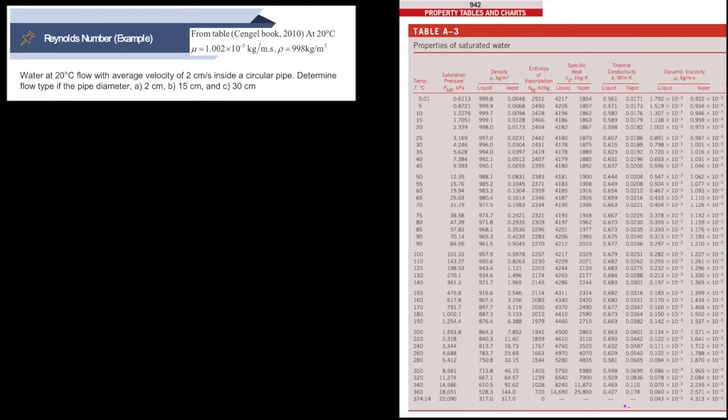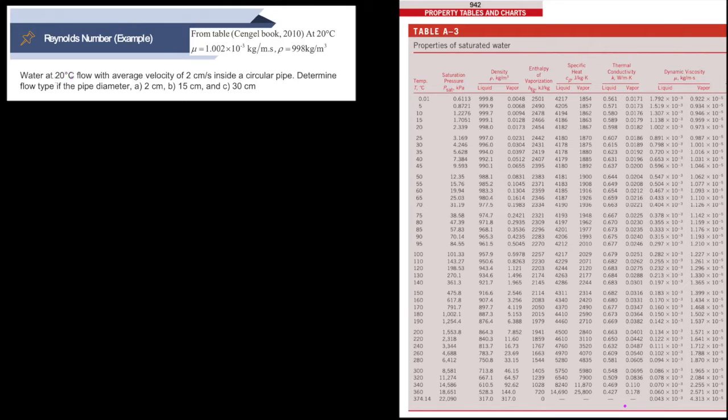Students, we are going to move to example number 1. It says that we have water at 20 degrees centigrade flowing with an average velocity of 2 centimeter per second inside a circular pipe. Determine the flow type if the pipe diameter is 2 centimeter, 15 centimeter and 30 centimeter. So they want to know whether this flow is laminar, transition or turbulent.